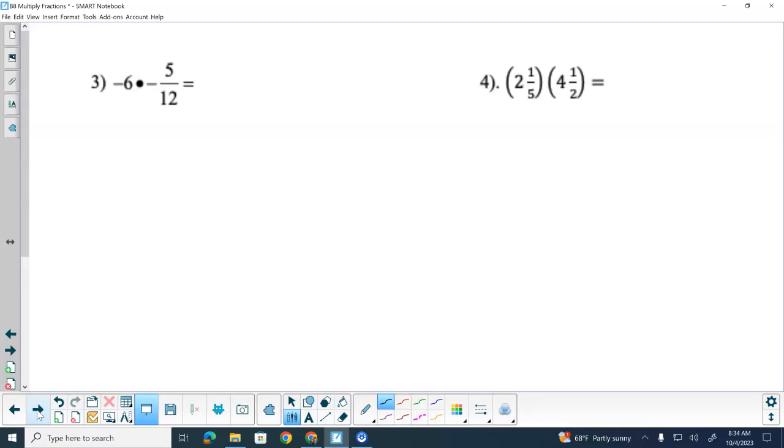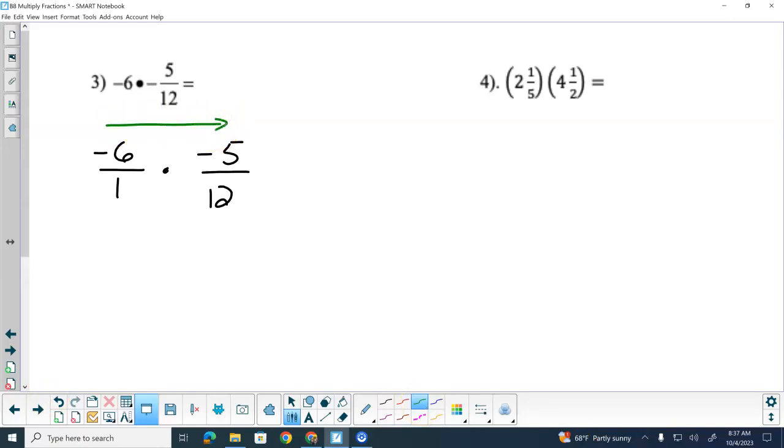Now, in number 3, do I have 2 fractions? Or do I? Put it over 1, right? So we could rewrite this as -6 over 1 times -5 over 12. I'll give you a minute to do this one. Whichever method you choose, you do this one now that we wrote -6 over 1. We know it's positive because of the double negatives.